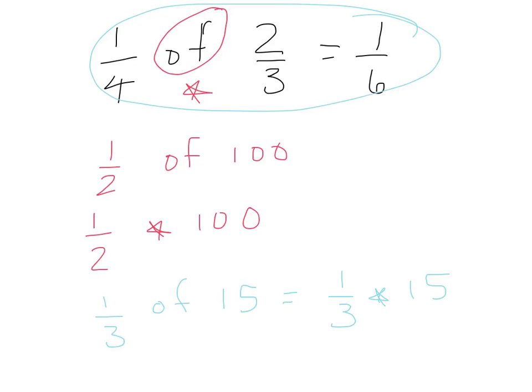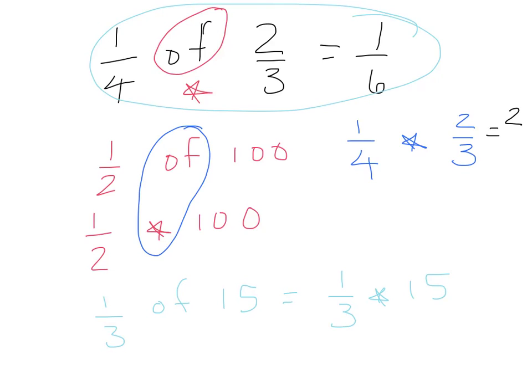Instead of doing it this way, I'm going to say 1/4, because now I know of for me means multiplication, times 2/3. And the really, really cool part about fractions is that when you multiply them, you just multiply straight across. Numerator times numerator, denominator times denominator. So 1 times 2 is 2, 4 times 3 is 12.